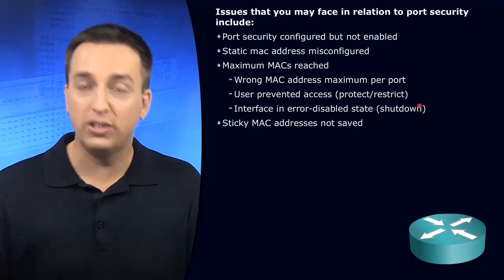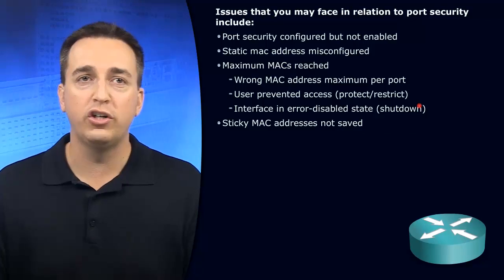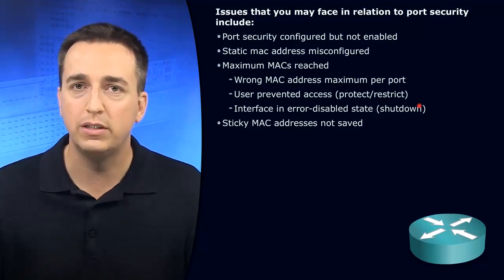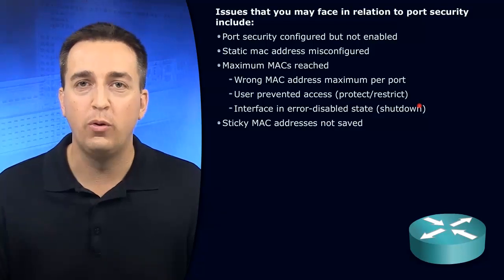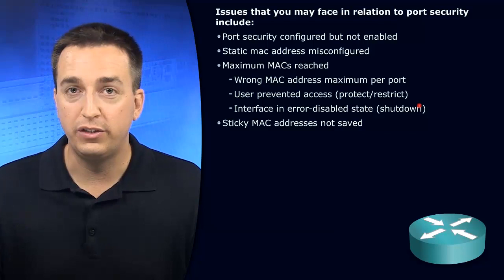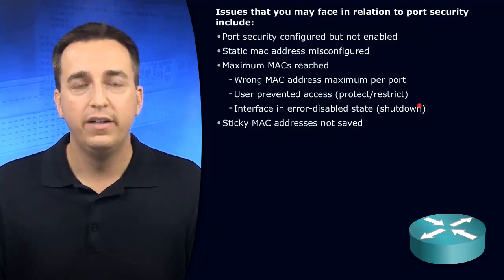When we are dealing with the shutdown violation mode, if the violation occurs, the port is placed in the err-disabled state. And that means no traffic is going to flow through that port and everybody is being restricted at that point in time from accessing the network.